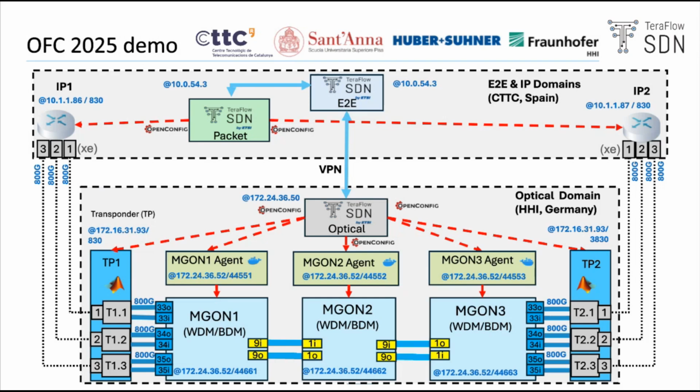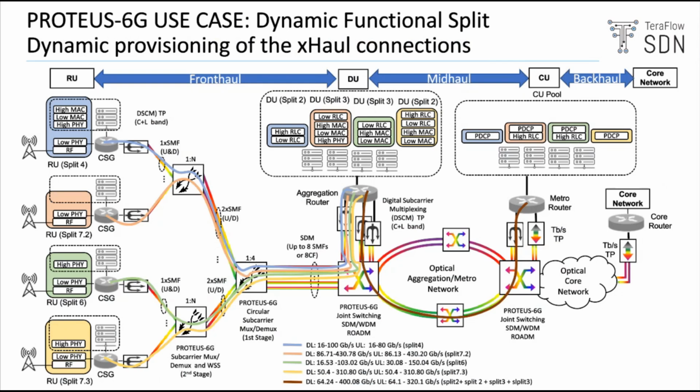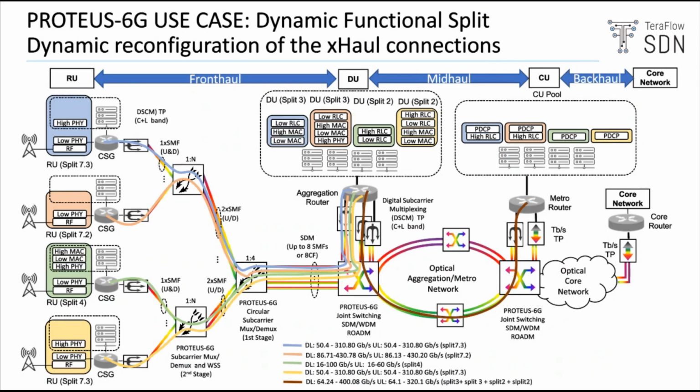Sorry for that. You see the architecture of the demo that we presented, handling both IP and optical domains. And now we are focusing on the access of the network. Remember that we have different scenarios: we are doing functional splitting in the fronthaul and in the midhaul.